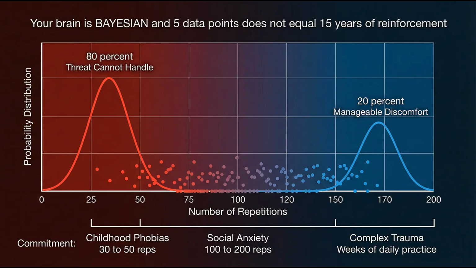Failure mode 3, insufficient repetition. You did it 5 times and nothing changed. That's not a failed protocol. That's an incomplete experiment.